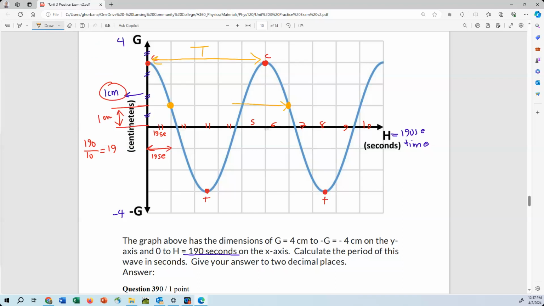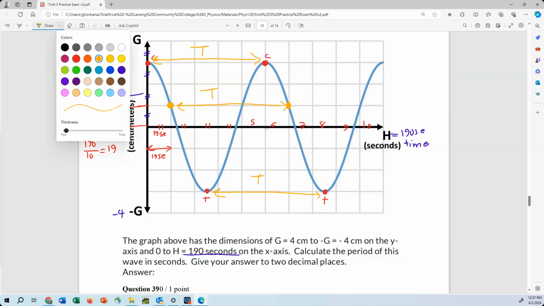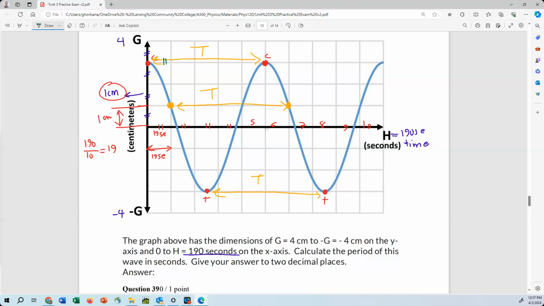The time from here to here is going to be the period. The time from here to here is going to be the period. Because we can use any of those, it doesn't matter. Good? So I'll use the crest. How many units do I have? Let me use a different color. How many units? 1, 2, 3, 4, 5. So T is going to be 5 times, what was each one of these? 19. Yes. 5 times 19 will be 95. Good. 95 seconds.